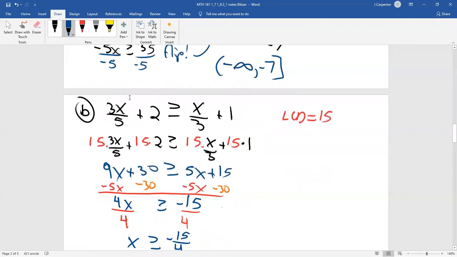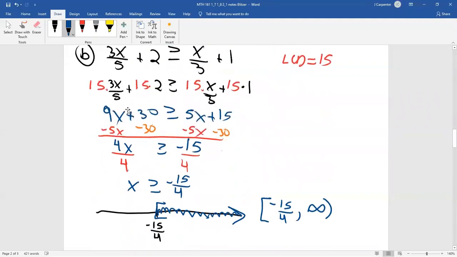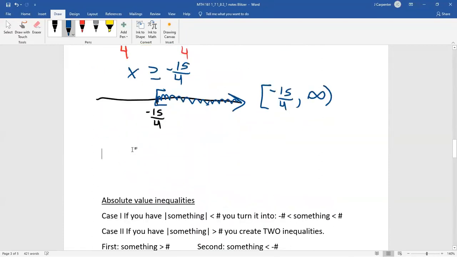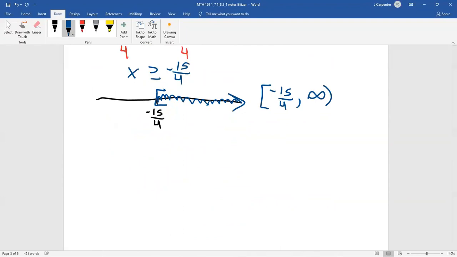Fractions, same idea. If these were decimals, you'd multiply both sides by 10 or 100 or 1,000, whatever would get rid of all the decimal places until you have your nice whole numbers that are much easier to deal with, or integers. Integers are just positive and negative whole numbers, if you weren't sure. So I'm only going to do two more examples of these, and they're going to be very unique.